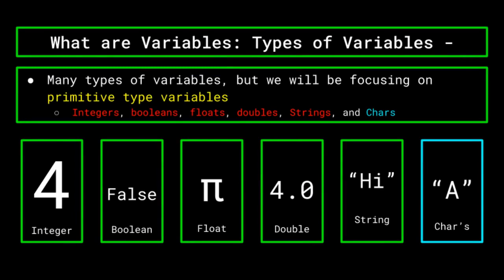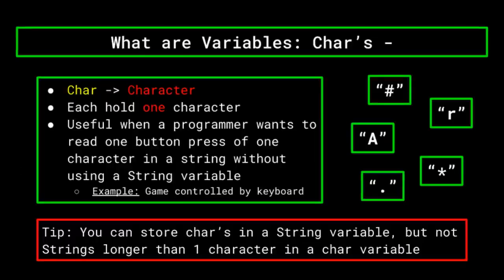Finally, we have char variables. Char stands for character, and just as the name suggests, they can each hold one character. This is useful when a programmer wants to read one button press or one character in a string without using a string variable. A specific example is a game that is controlled by the keyboard. The program needs to recognize the character that is pressed and translate that into carrying out some function. Now, strings can also hold one character, but chars can hold more than one character, so keep that in mind when defining variables.